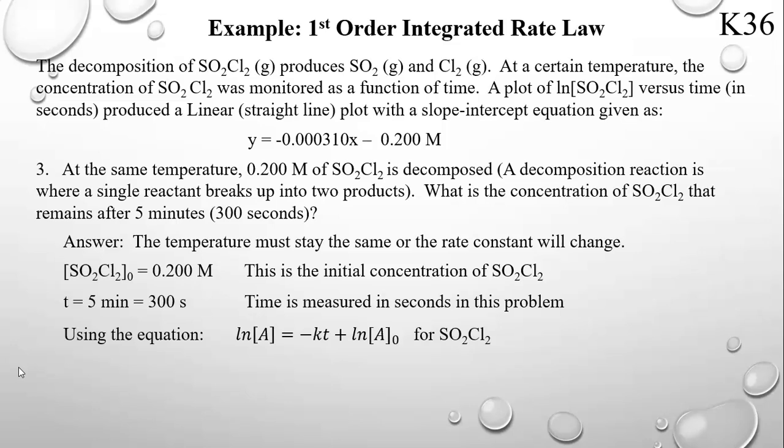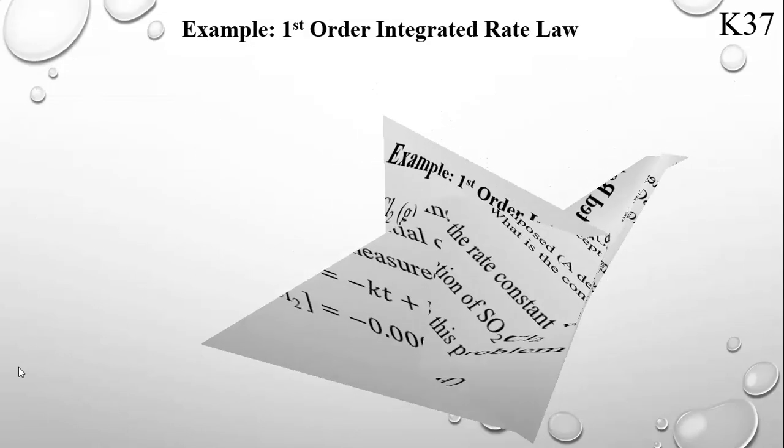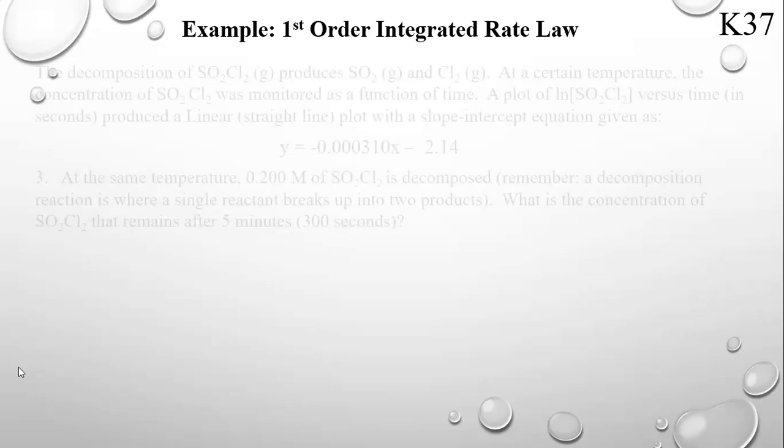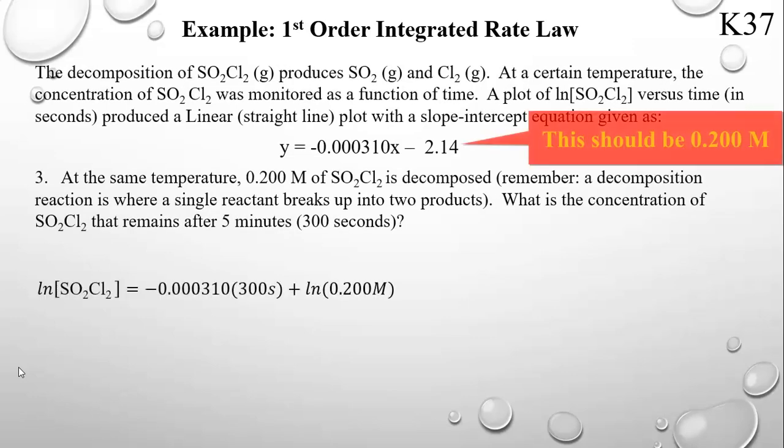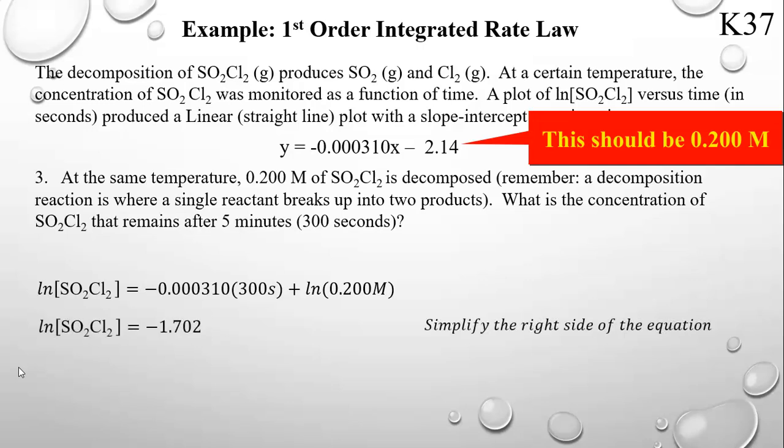So using the equation, you plug in the numbers. Convince yourself that the numbers are plugged in properly for that. You need to take the natural log of the 0.2 molar initial concentration. And if you do the numbers on that, there's the same equation. You go ahead and do the calculation. And what you'd get is the natural log of SO2Cl2 equals, everything on the right side simplified, negative 1.702. So that's what the natural log of that is.